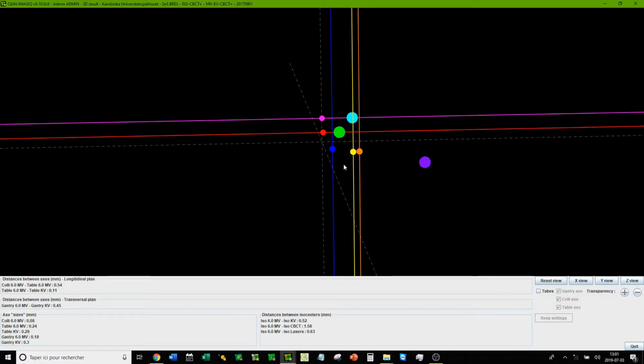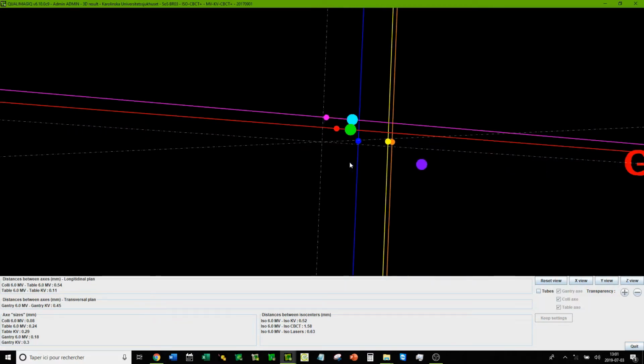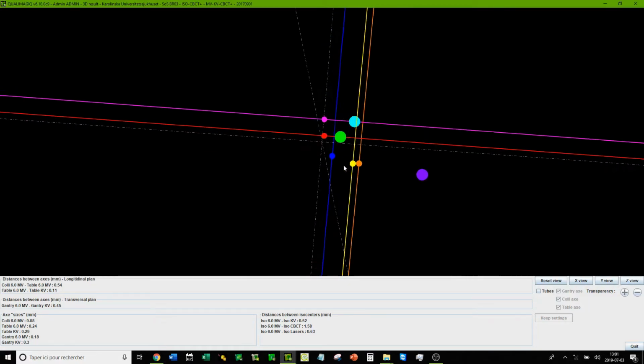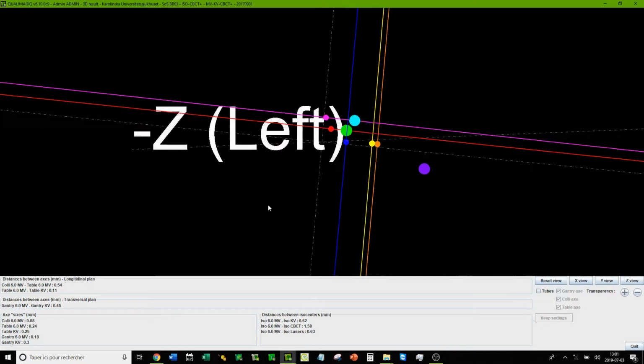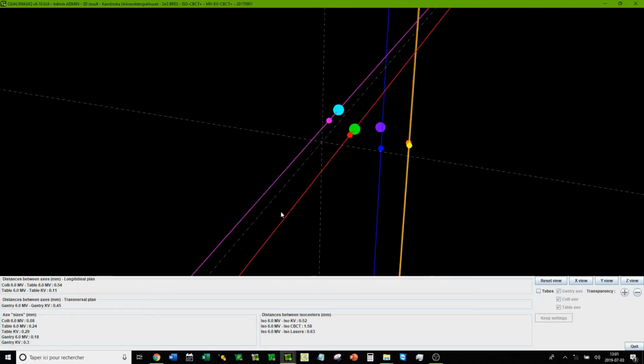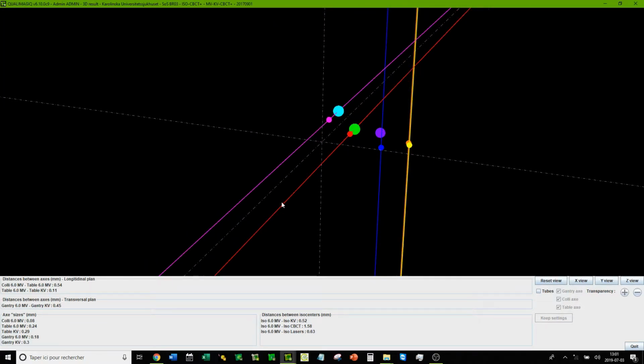MV ISOCENTER, the green point, onto the gantry rotation axis and between the collimator rotation axis and the couch rotation axis. This is quite a classical and logical definition, to force the ISOCENTER onto the gantry rotation axis, which is the main treatment axis, as I want the tumor to be on the gantry rotation axis, and this is even more true with VMAT, in which the gantry rotates through the entire treatment.